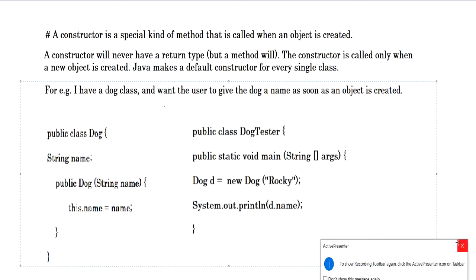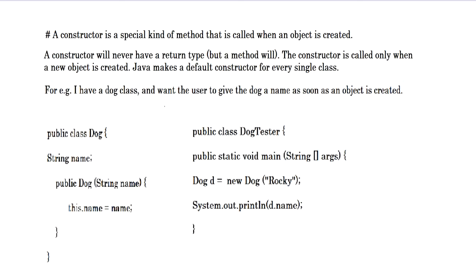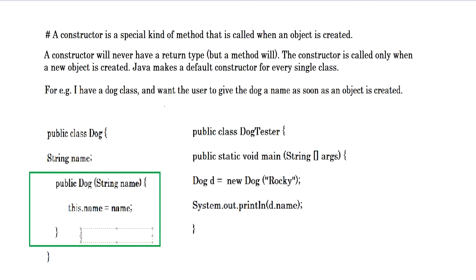Okay, take for example that I have a dog class and I want the user to input the dog's name as soon as an object is created. So here is my dog class, public class dog, and we have one variable in the class. The variable is called name and the data type is string. And here is the constructor. I'm just going to mark that with a box. This right here from public dog string name is our constructor.